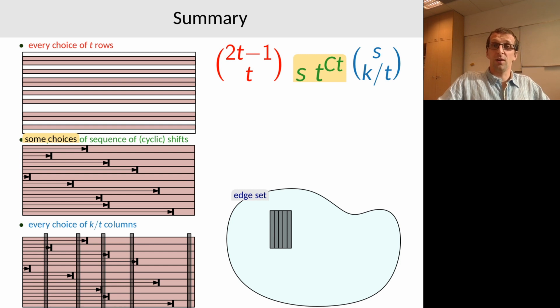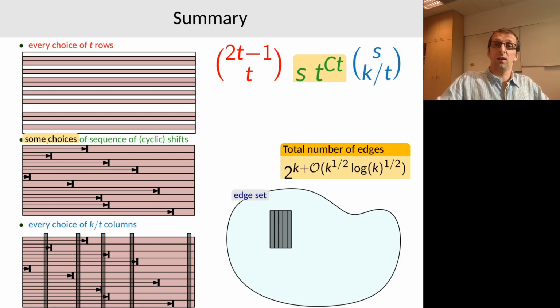The new formula is minimized for t that is close to square root of k over log k. And for this parameterization, we obtain in the end the number of edges that is expressed here: 2 to the power of k plus square root of k times some polylog.